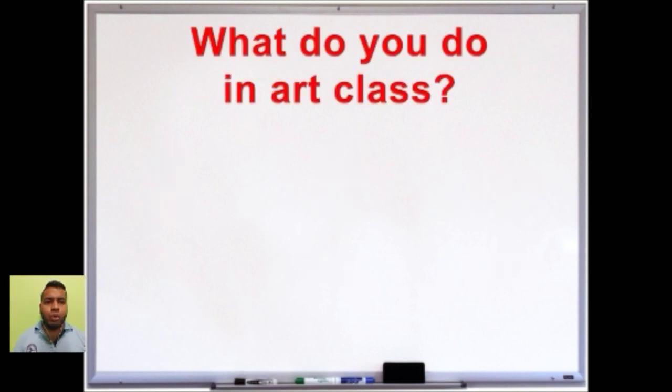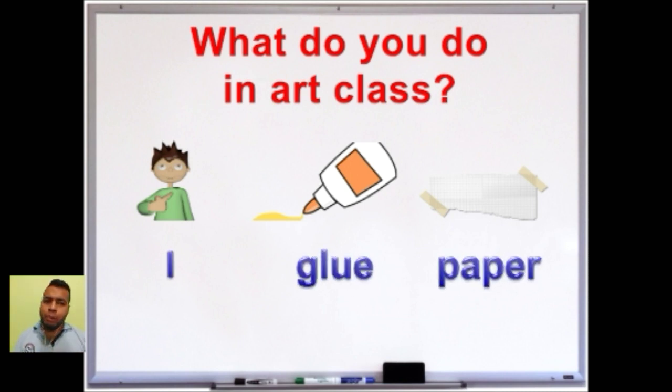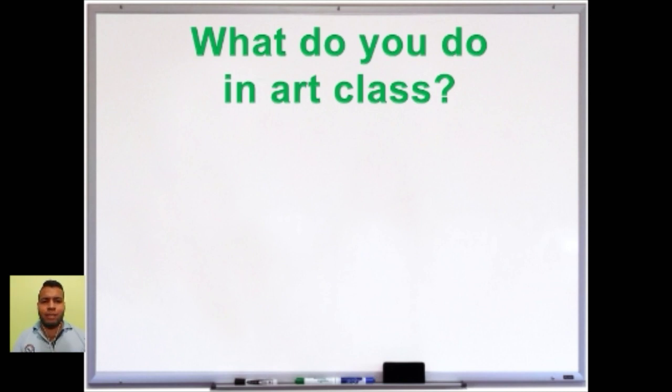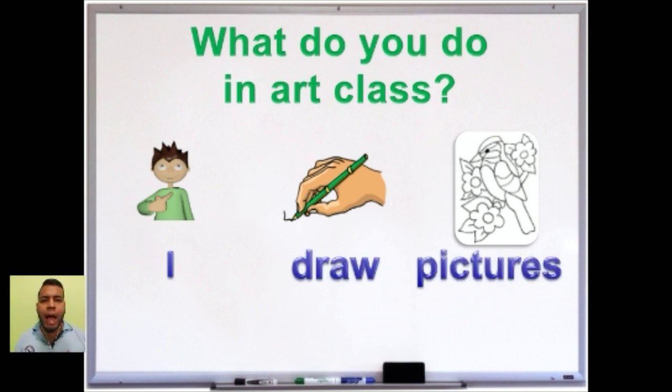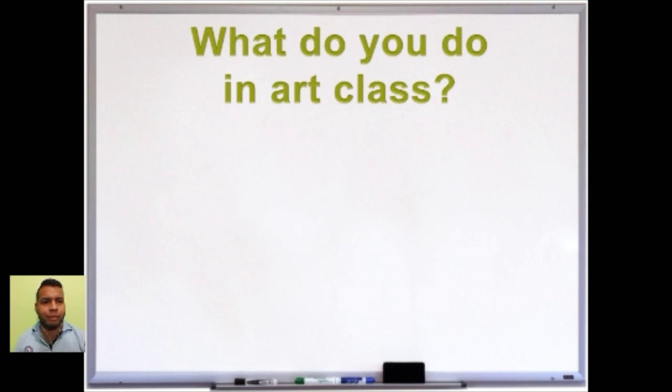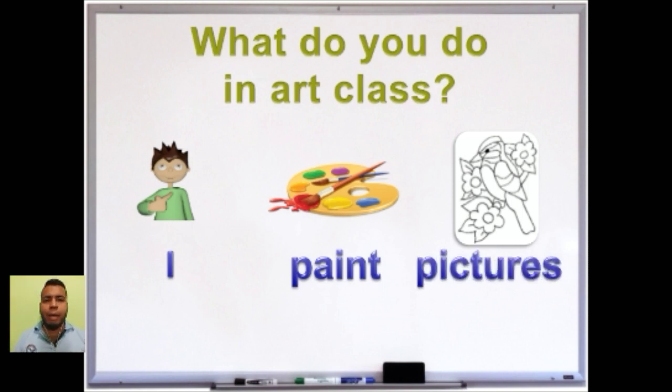Okay, one more time. What do you do in our class? I glue paper. I glue paper. Okay, one more time. What do you do in our class? I draw pictures. I draw pictures. Okay, one more time. What do you do in our class? I paint pictures. I paint pictures.